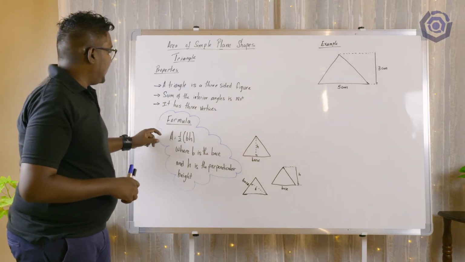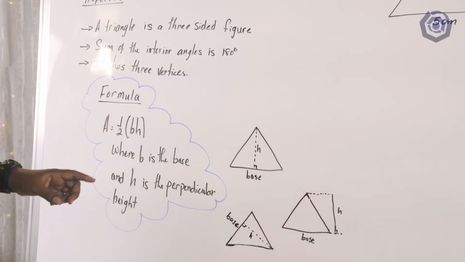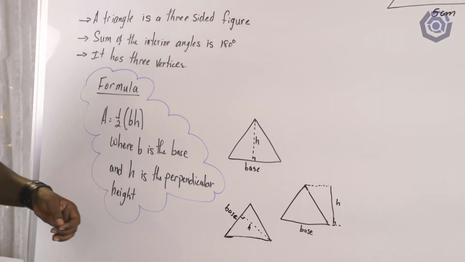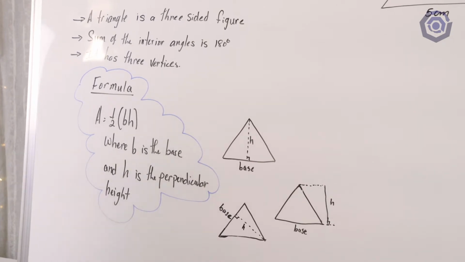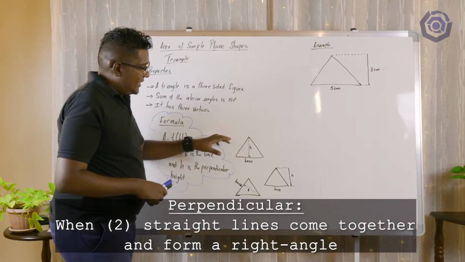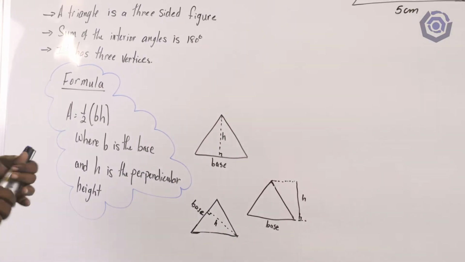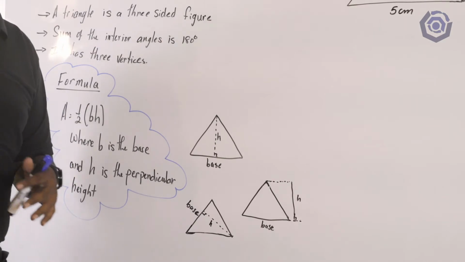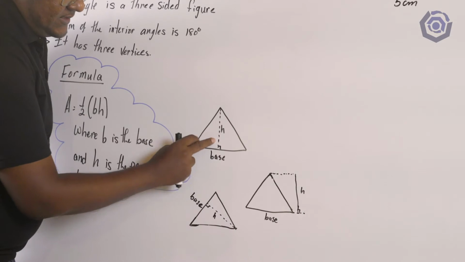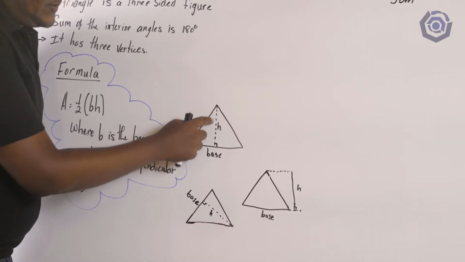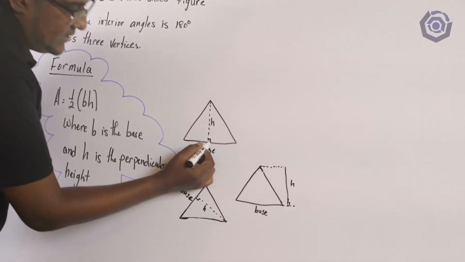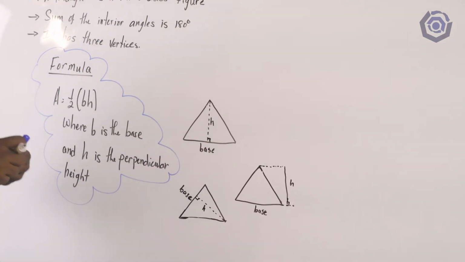The first one we'll be looking at is area equals half BH, where B is the base and H is the perpendicular height. Now, what does perpendicular mean? Perpendicular means when two straight lines come together to form a right angle. If you look here, I have 3 applications of how we could identify the base and the perpendicular height. In some cases, they give you the height in the middle, and the line coming down, which is a straight line, and our base form a right angle when these 2 lines meet. And if you notice here, I have the little right angle.